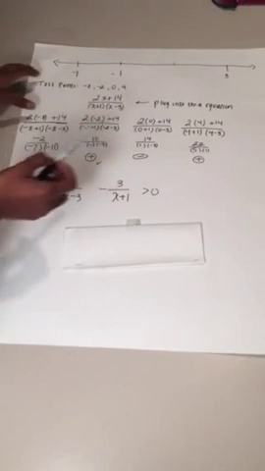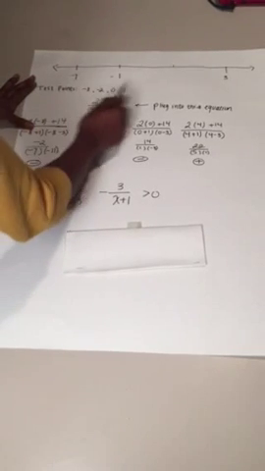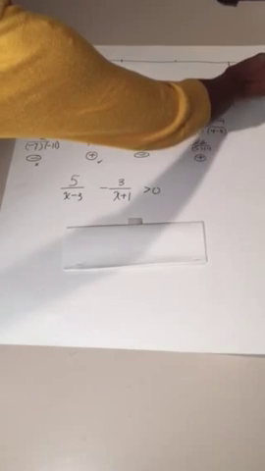And so we're going to put test points in between these. So -8 will be for this section. -2 will be for this section. 0 is like a pretty easy number. We're going to do that for this section. And 4 is going to be for over here.